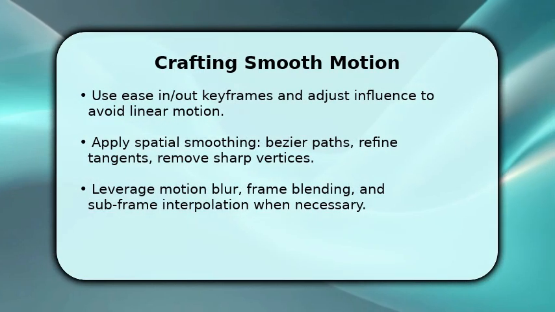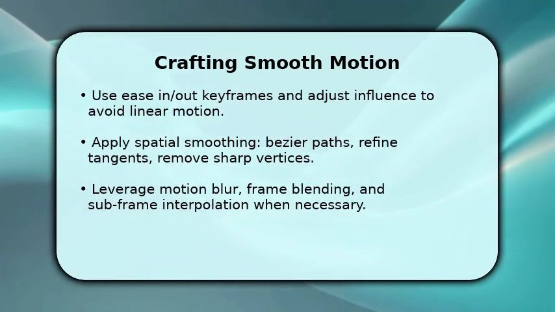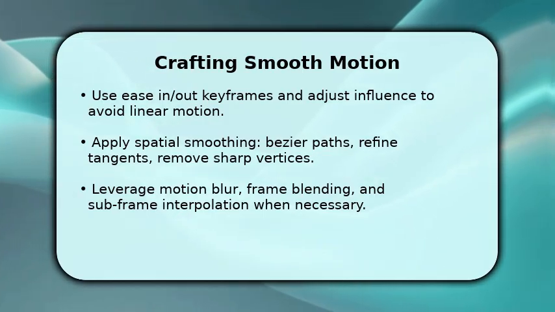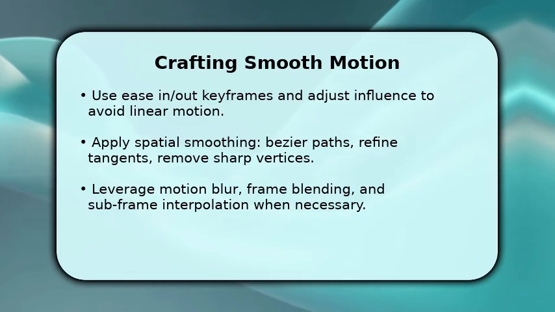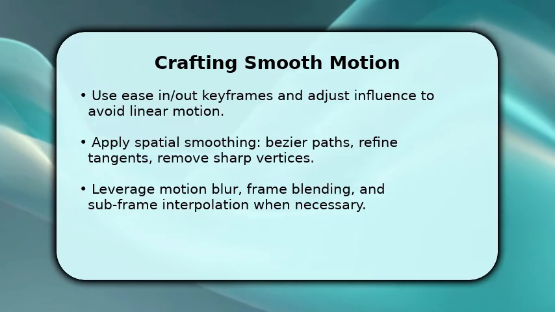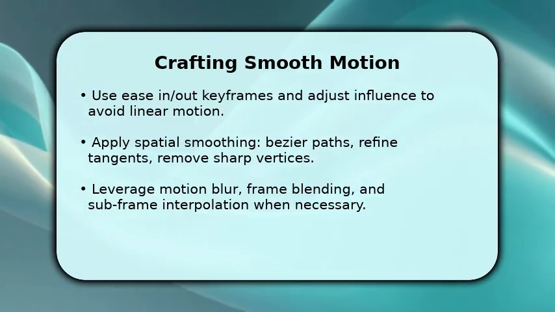You now refine movement by replacing linear keyframes with ease in and ease out. Adjust the influence handles so acceleration feels natural. Then inspect spatial paths. Smooth tangents, eliminate spikes, and shorten Bezier handles where movement should slow.